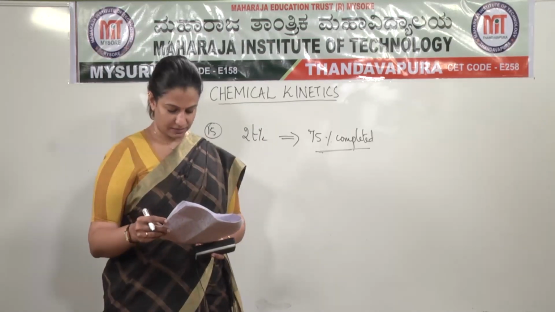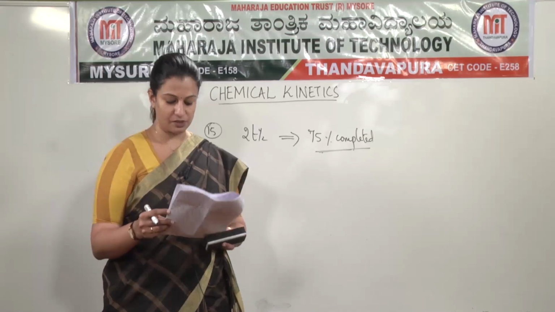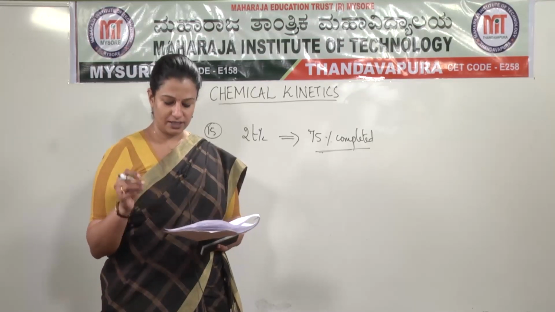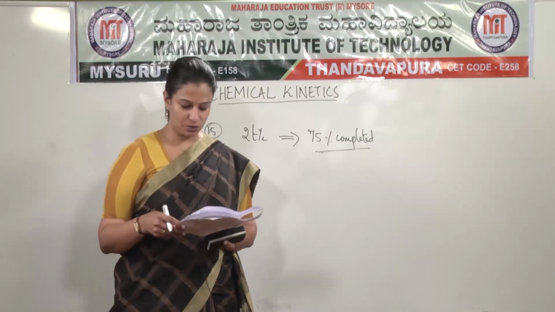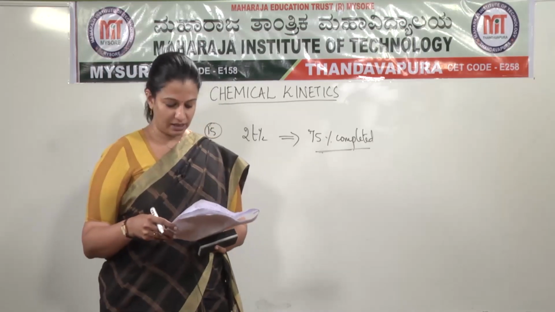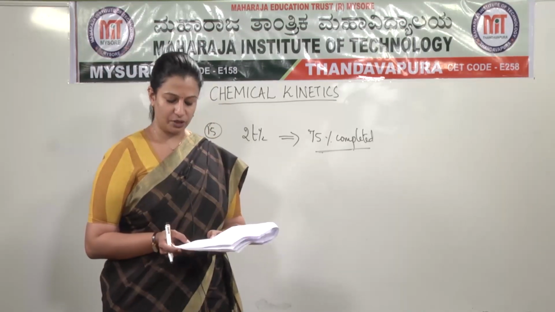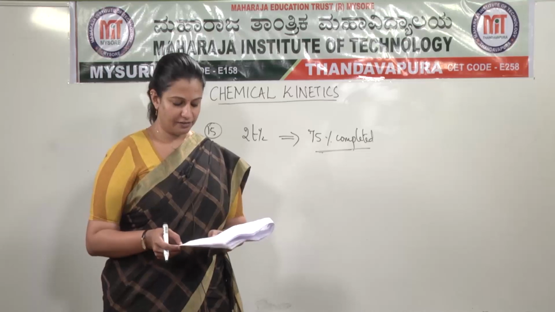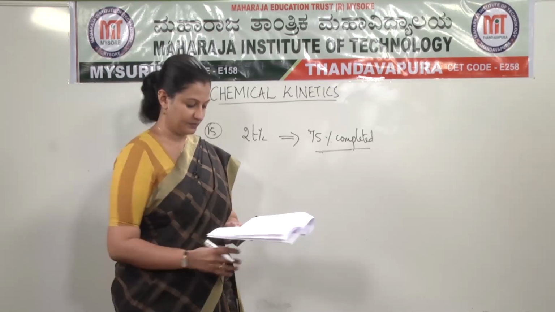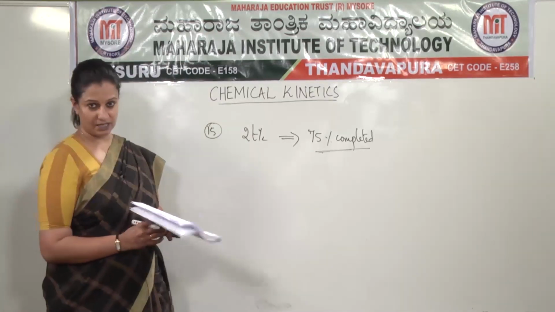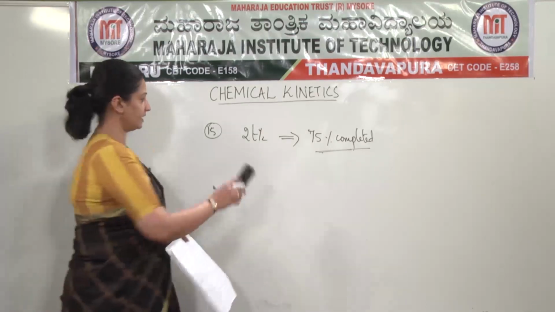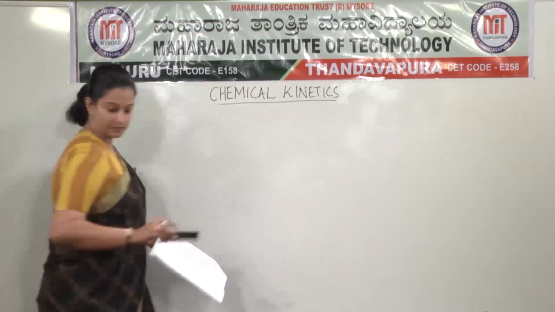Question number 16. The rate of a first order reaction was found to be 0.69 into 10 to the power minus 2 moles per minute at the initial concentration of 0.2 moles per liter. Half-life of the reaction will be. So in the question it has been specified that it is a first order reaction. So let us start with the first order reaction.